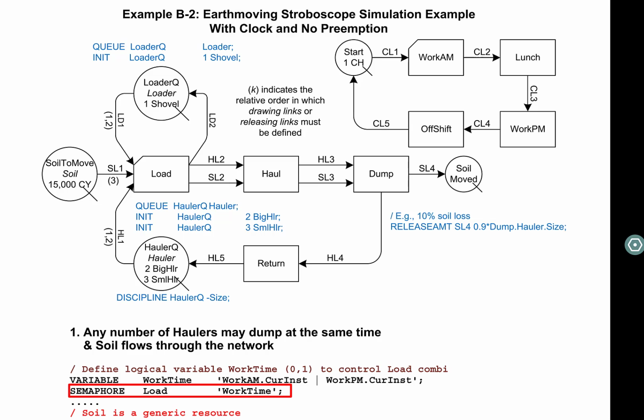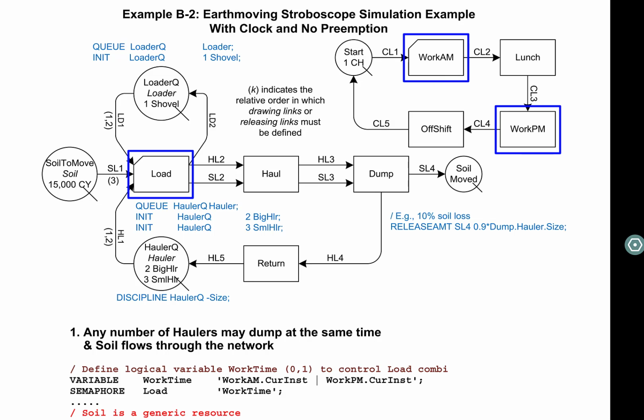We can change it using the semaphore command as shown here, semaphore load work time, where work time is a logical variable that returns the value true or false. Clearly, the semaphore for activity load will be true only during work time, and that will allow a new instance of activity load to take place, i.e. to start, only when the variable work time returns true. The end effect is that activity load can only start when the clock has an instance of work AM or an instance of work PM.